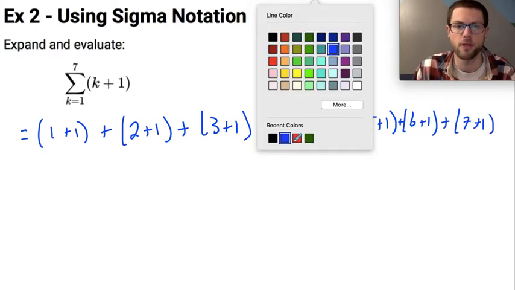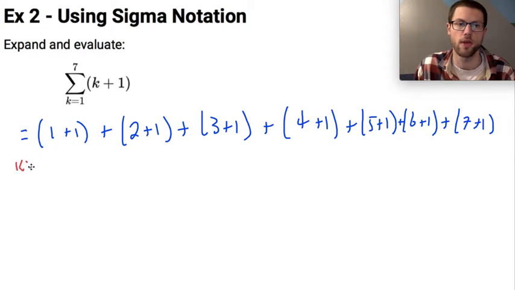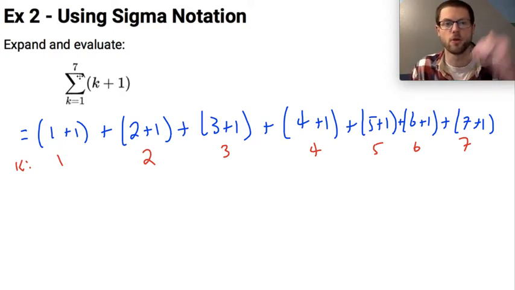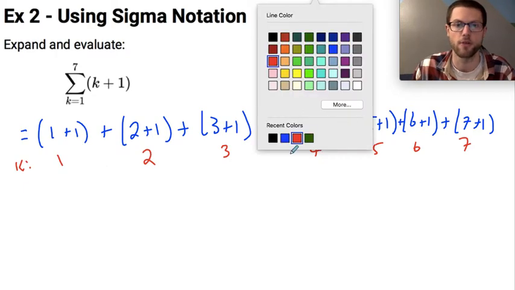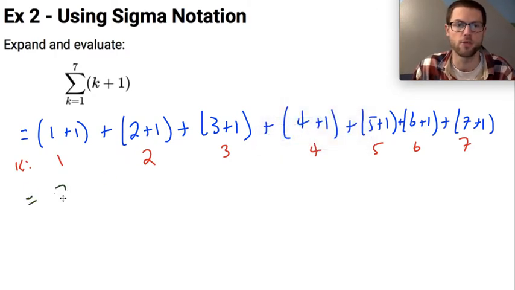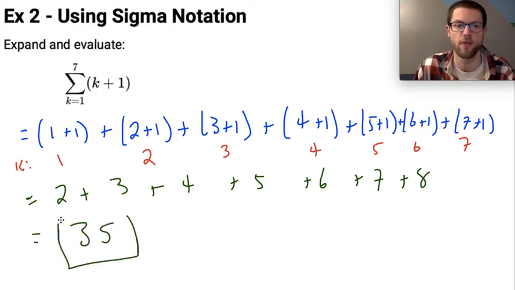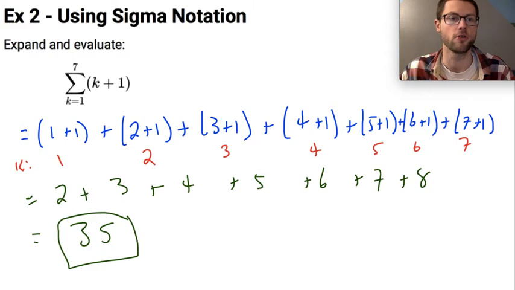So, on the bottom, let's just keep track of the k values so you can see what's going on here. So k is going to equal 1 for this term in the series. It's going to equal 2 here, 3, 4, 5, 6, and 7. So this means that I'm adding up all these terms in the form k plus 1 from 1 up to 7. So let's add these things up together now. So this is going to equal 2 plus 3 plus 4 plus 5 plus 6 plus 7 plus 8. And when I add all those things up, let's see, I get 10, 20, 30, and this is going to be 35.